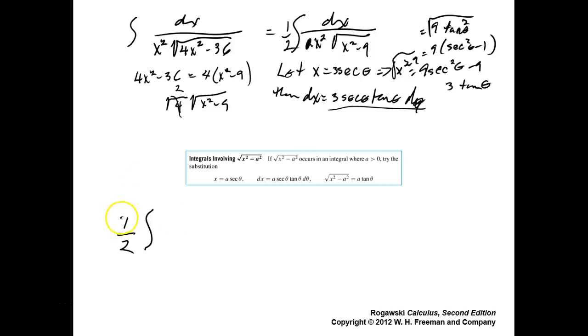Yes, so take the 3 on the outside on top of the 2, and that will give us a secant theta tangent theta d theta. There's your numerator. Your denominator was an x squared. Well, remember way back we said if x is equal to 3 secant theta, x squared would be 9 secant squared theta.